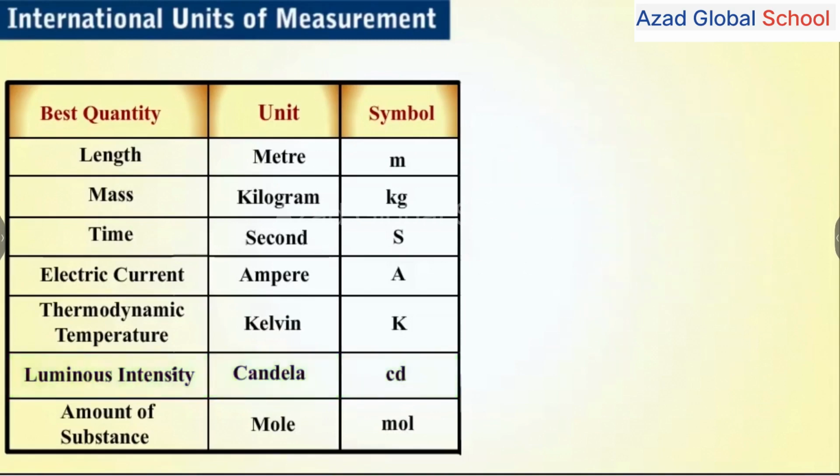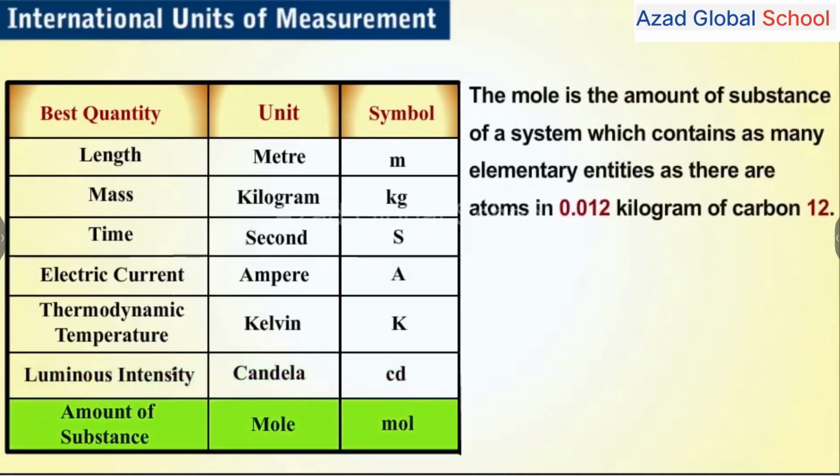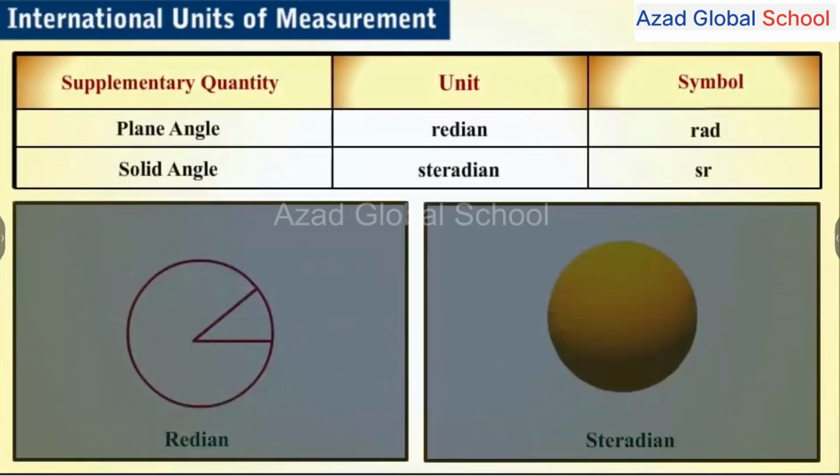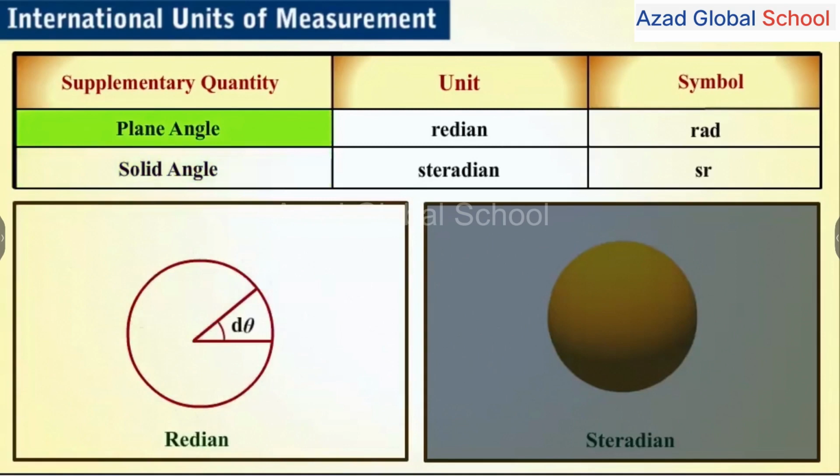An amount of substance which contains as many basic entities, such as atoms or molecules, in a system as equivalent to the number of atoms in carbon-12 isotope is measured in mole, denoted by the small letters mol. Apart from these basic units, SI has defined two more units for two supplementary quantities, namely plane angle and solid angle. Plane angle d theta is the ratio of length of an arc of a circle to the radius of the circle and is measured in radian, denoted by small letters rad.